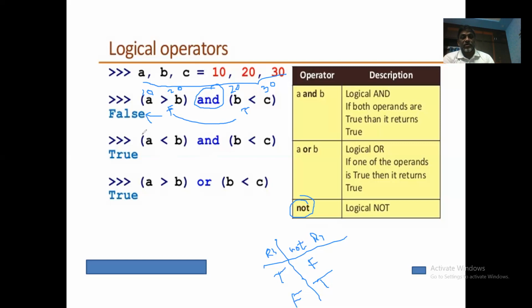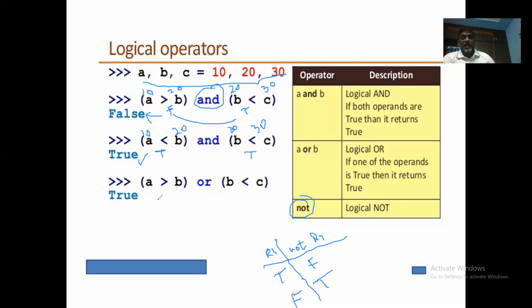Now look at this example. A is 10, B is 20. So this first condition, 10 less than 20, is true. So it is returning true. And B less than C. What is B? B is 20 according to our example, and C is 30. 20 less than 30 is also true. So this also returns true. True and true returns true, because we know that if both operands are true, then it returns a true value.